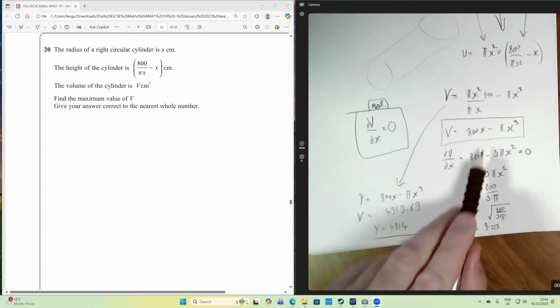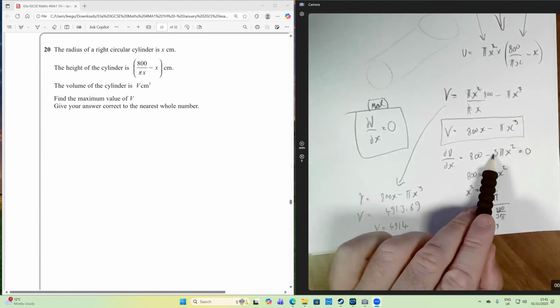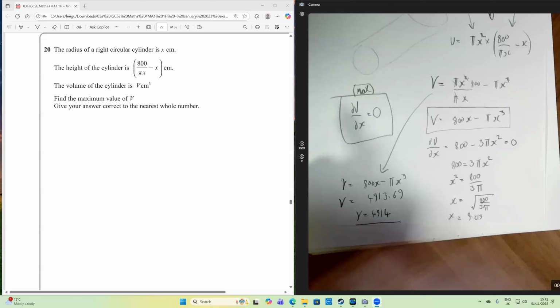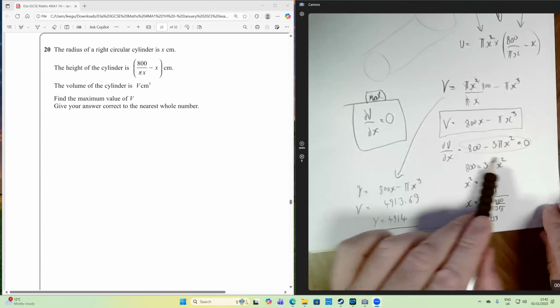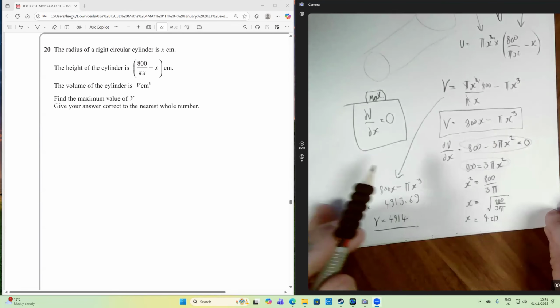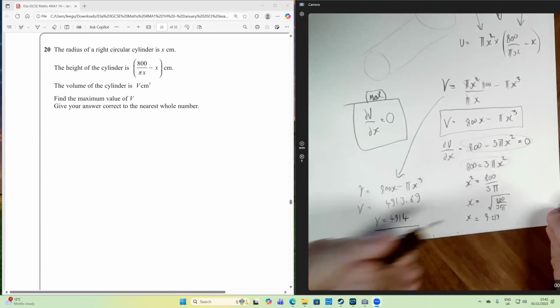So 800x will differentiate to 800. Pi times x cubed will go to 3 pi x squared. We're going to set it equal to 0 for the turning point. Then we're going to add the 3 pi x squared over to the other side, divide by 3 pi and square root. And that gives us that x is 9.213 centimeters.